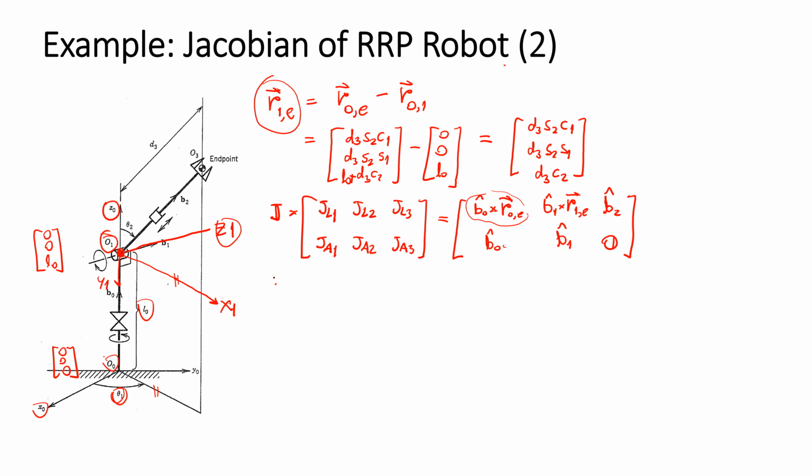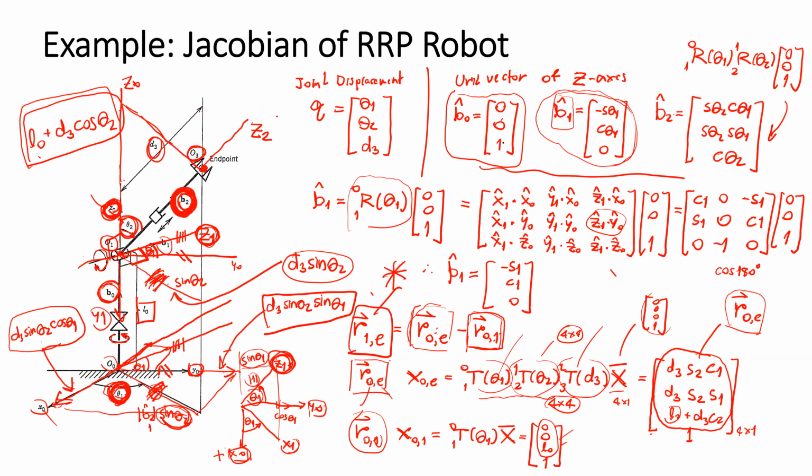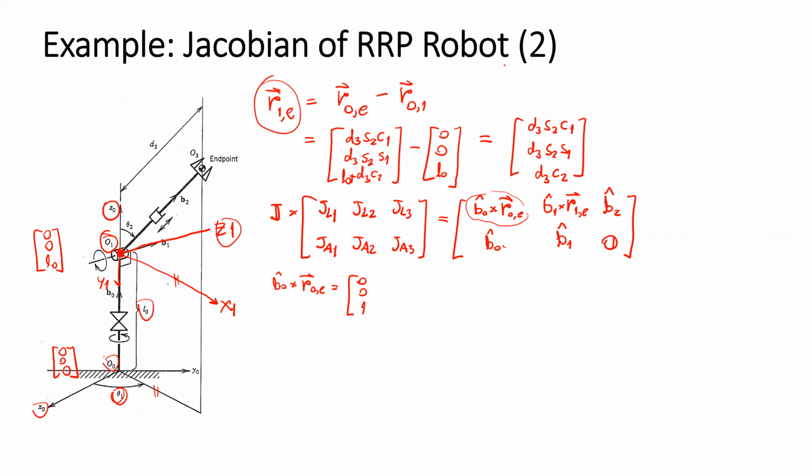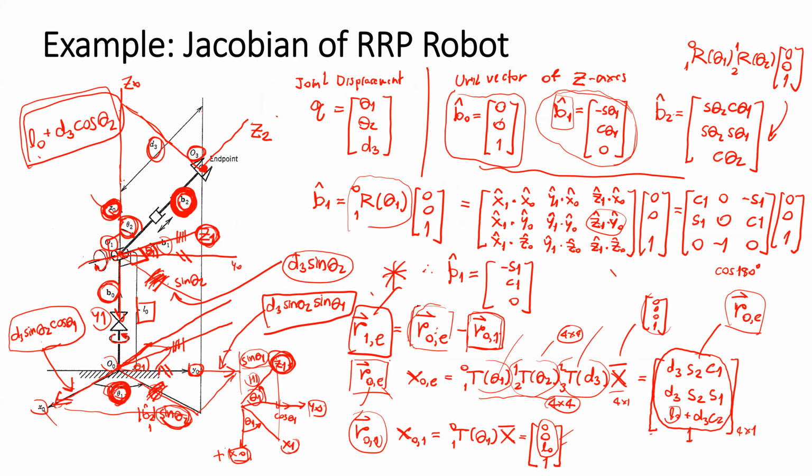Okay, B0 cross R0E. B0 is 0, 0, 1. No. For the cross product, it should be better to have IJK. And B0 is 0, 0, 1. R0E will be this one.